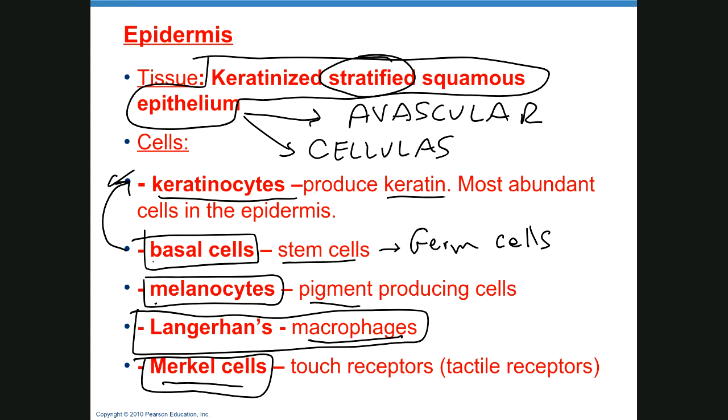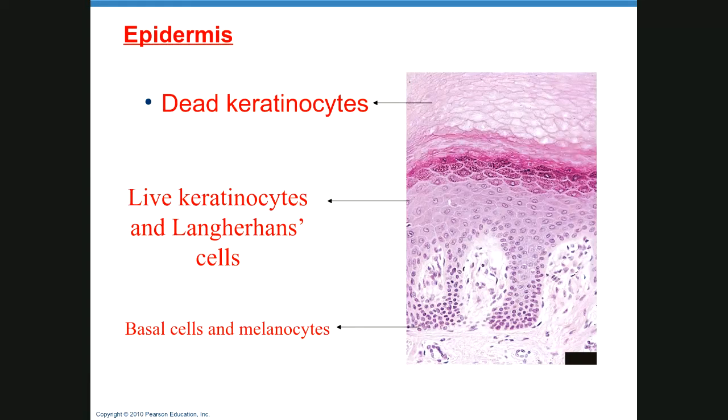So as you can see in this picture, the epidermis consists of a thick layer of cells. This is at least 30 or more layers of cells. And the deepest layer is down here. That's where we're going to find the basal cells and the melanocytes.